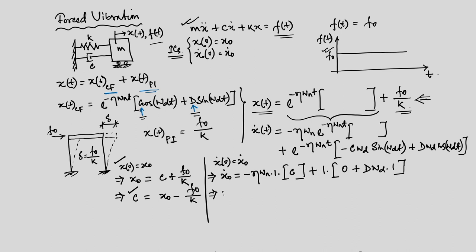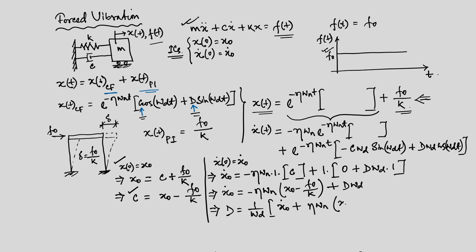So, what ultimately we get is x naught dot is equal to minus eta omega n times C. For C, we can write down x naught minus f naught by k plus d omega d. So, then what we get is d equal to 1 by omega d, and then we have x naught dot plus eta omega n times x naught minus f naught by k. So, what we have? We have both C and D, and for that we use the two initial conditions.